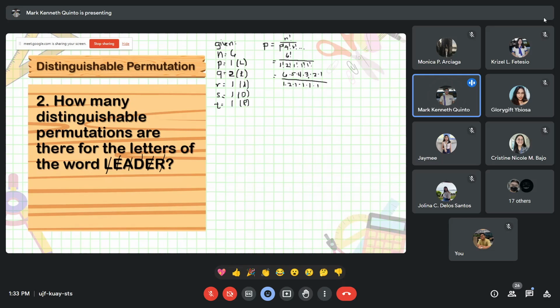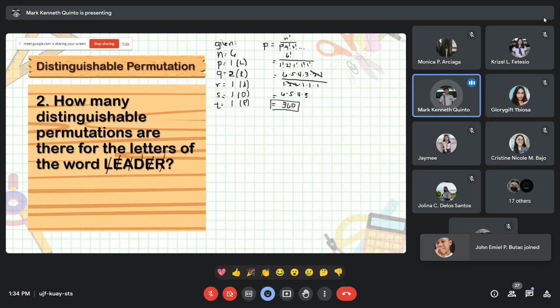So we can cancel out 2 times 1 and 2 times 1 here. So our denominator is actually equal to just 1. So 6 times 5 times 4 times 3 is what remains. So we have 6 times 5 times 4 times 3, there is no denominator anymore. Now, 6 times 5 times 4 times 3, what's the answer? 360. So that is our answer for example number 2.